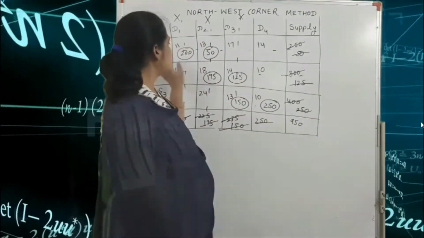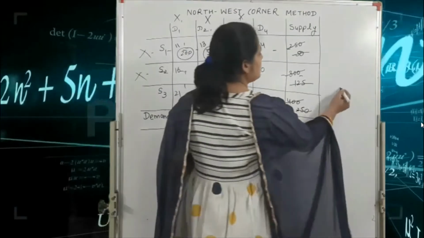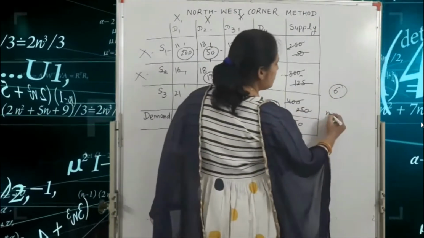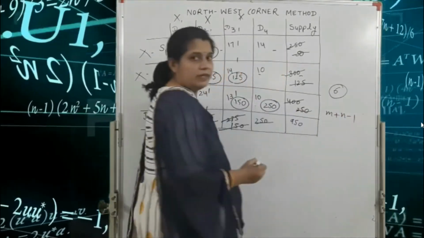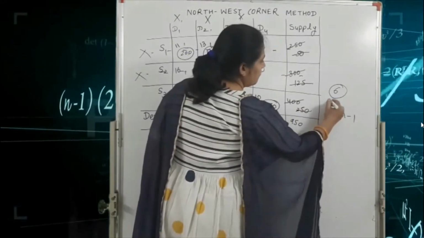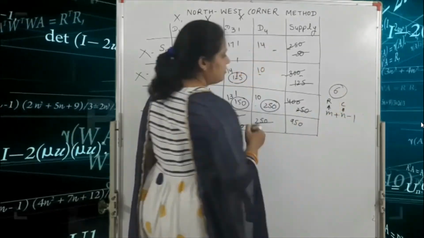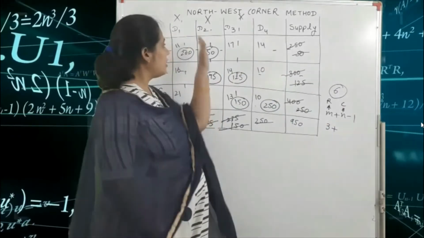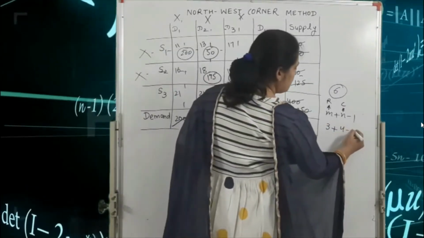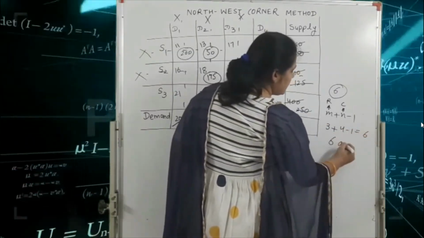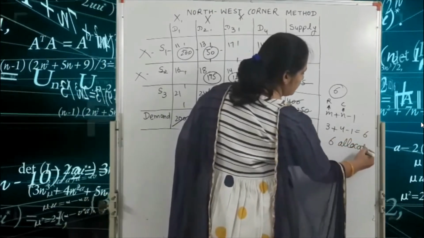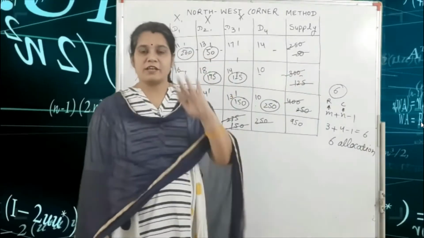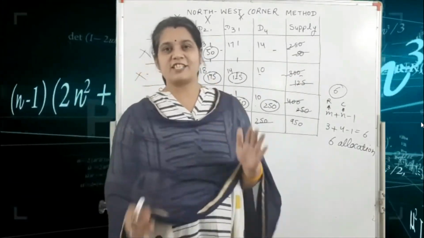So here the total allocation is what? The total allocation is 6. According to our condition, the number of allocation cells is always m plus n minus 1, where m is the rows, that means supply, and n is the columns, that means demand. Here the rows are 3 and the columns are 4, so 3 plus 4 minus 1 means a total of 6 allocations. You check 1, 2, 3, 4, 5, 6. You have a total of 6 allocations, which means your allocation is correct.